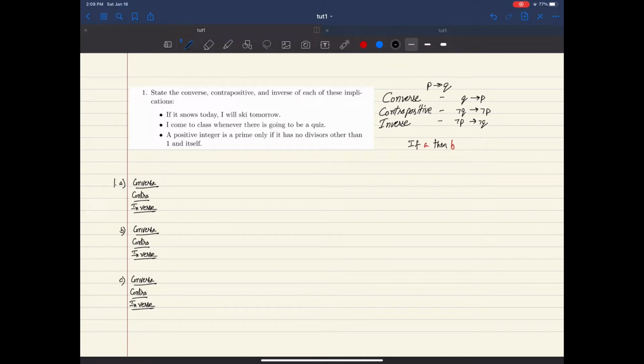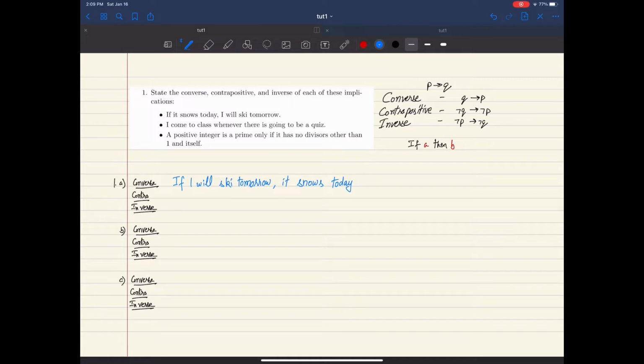Now, the first part is: if it snows today, I will ski tomorrow. Snows today is your P, and ski tomorrow is your Q. So for the converse, we just switch them up and it becomes: if I ski tomorrow, then it snows today. We are doing nothing but finding the hypothesis and the conclusion and then reversing them. And that gives you your converse.